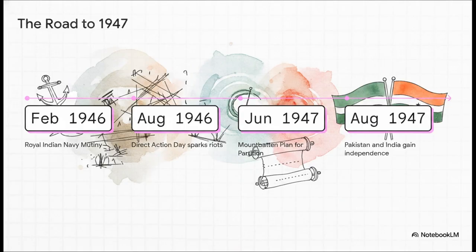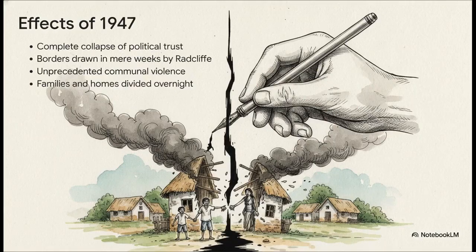The trust was entirely gone. In a desperate, frantic hurry, the last viceroy, Lord Mountbatten, announced the plan for partition on June 3, 1947. Just 2 short months later, on August 14th and 15th, Pakistan and India became independent nations. The ripple effects of this rushed decision were immediate, and they were devastating.